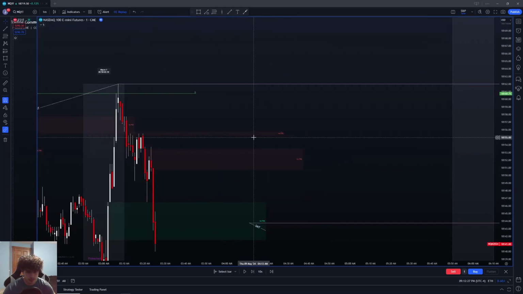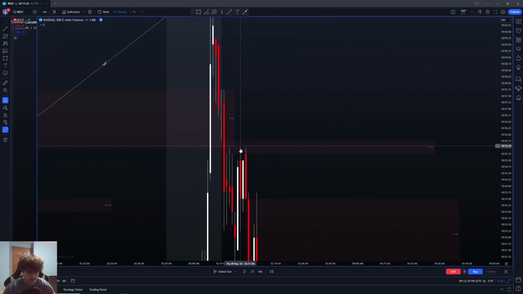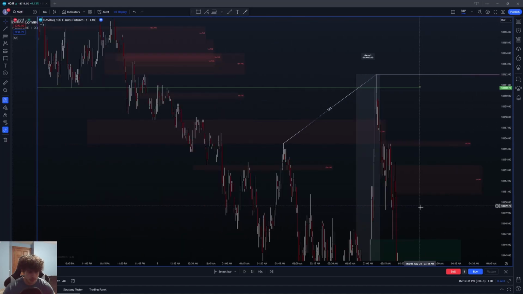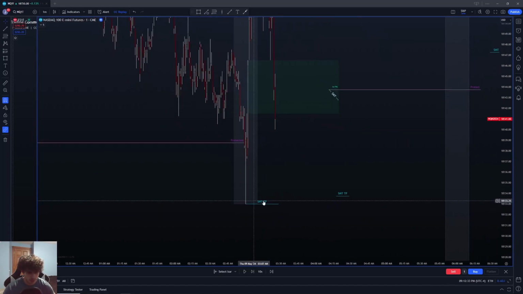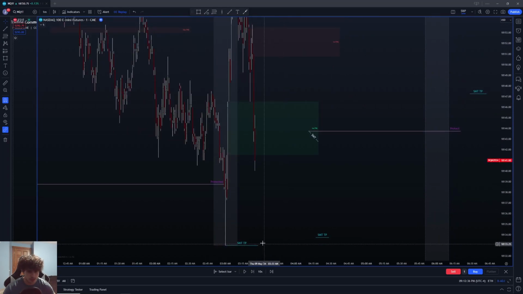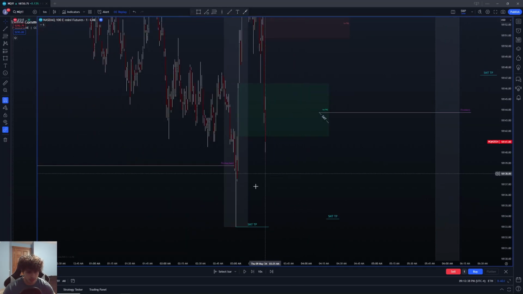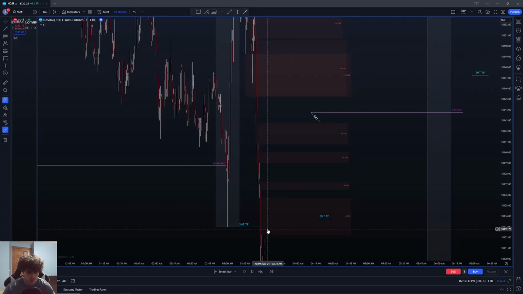We have an SMT right here. First fair value gap tap. We head lower, probably down to this low. This is the SMT TP out of this SMT, so we're most likely going to hit this. There we go.